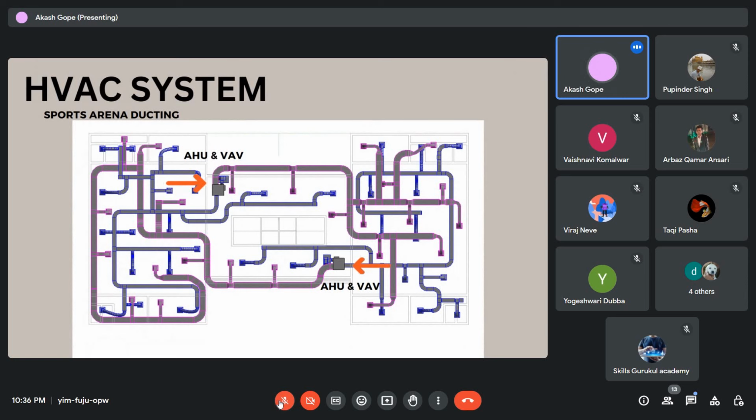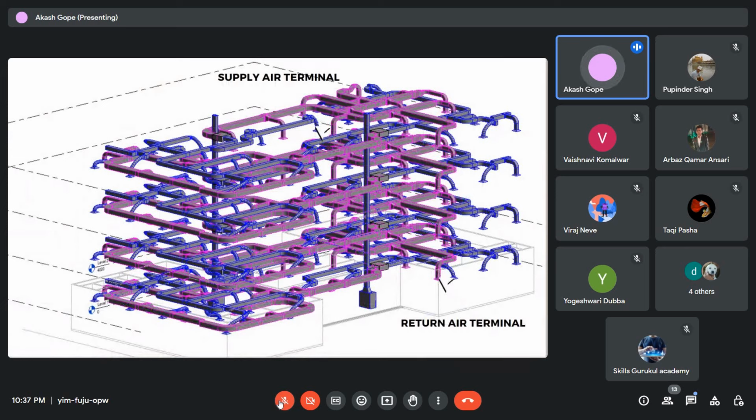This is the HVAC system for the sports arena ducting. As you can see in the picture, this pink one is the return duct, and the blue one is the supply duct. AHU and VAV systems are also provided at the two ends. As you can see, AHU is air handling units and VAV is variable air volume. This is the total 3D image of the HVAC system.